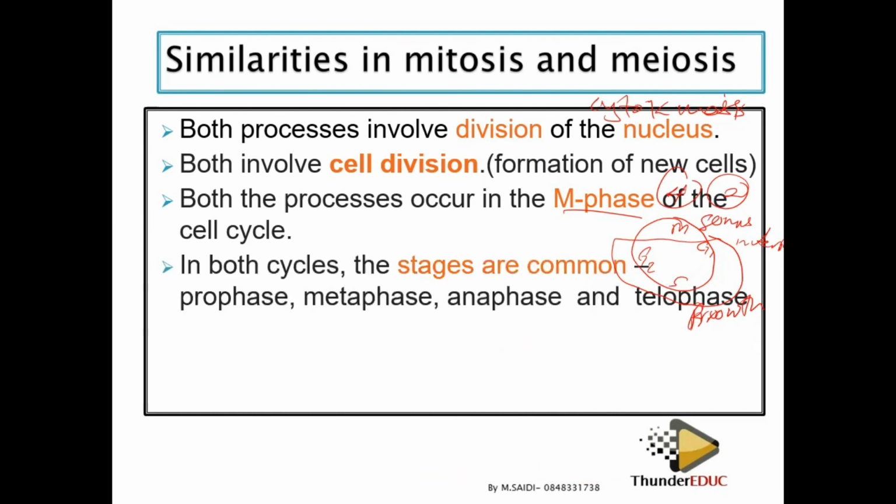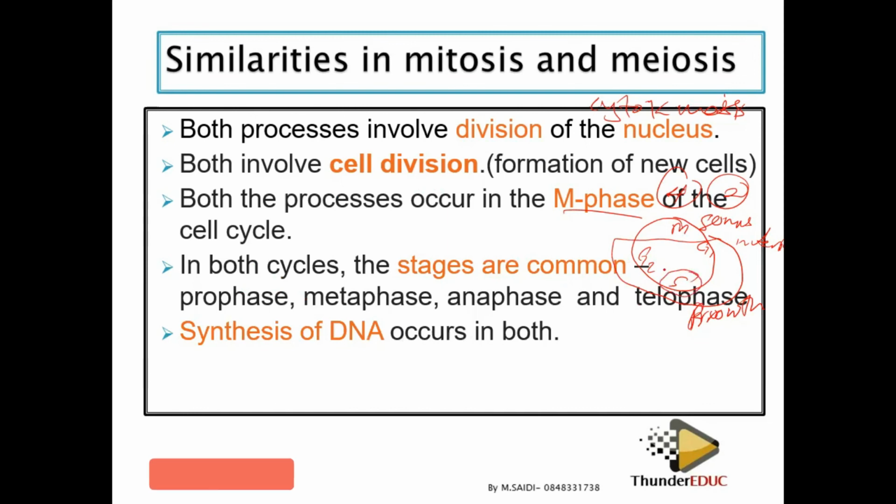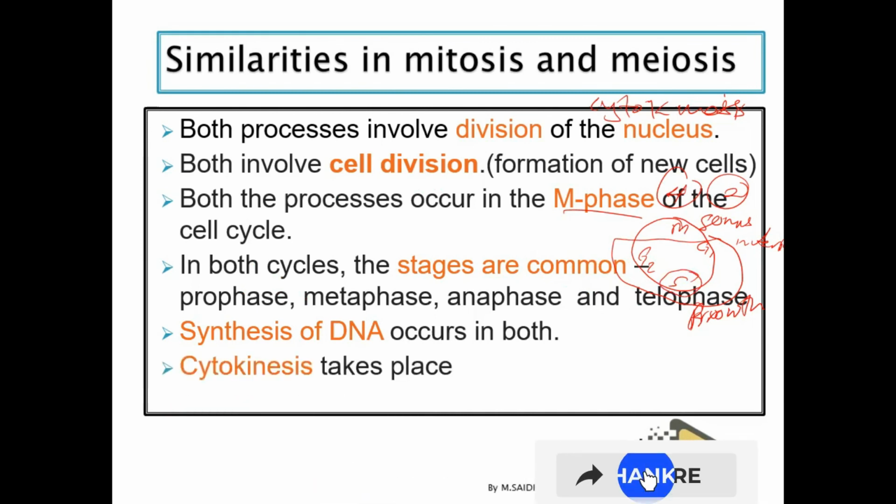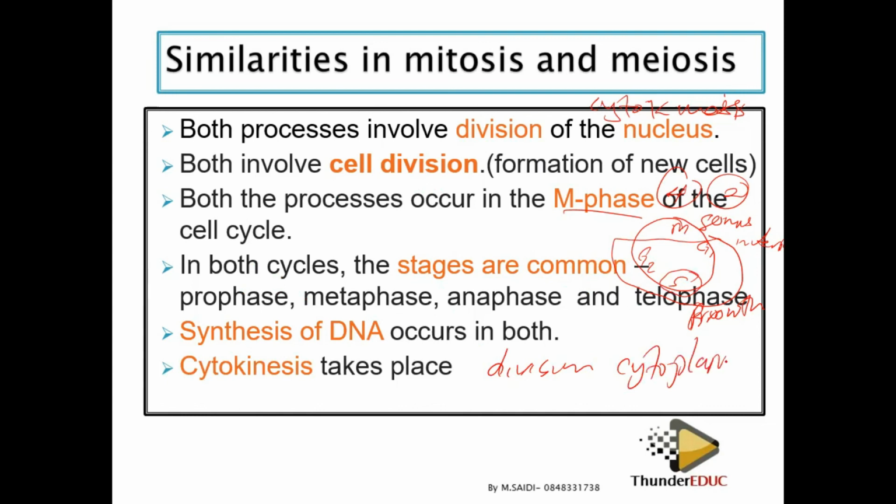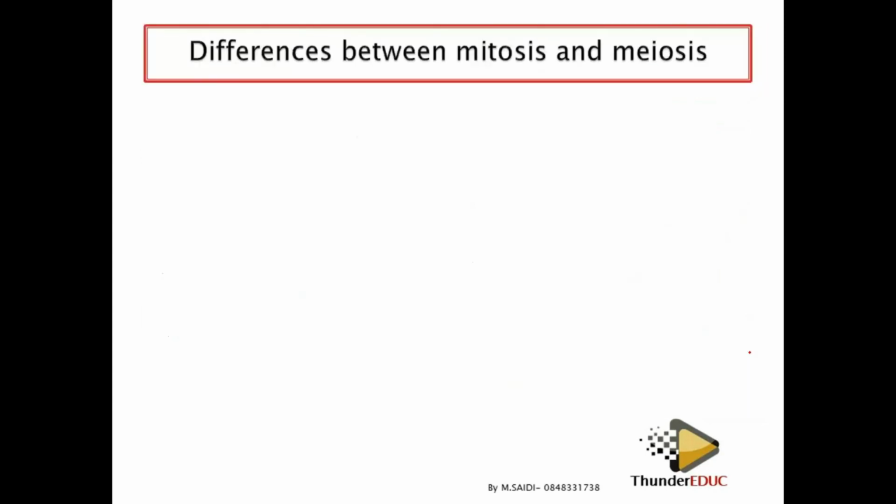All right. In both cell cycles, the stages are common. You have metaphase, prophase, anaphase, and telophase, both in meiosis and in mitosis. There is synthesis of DNA in both. You find the synthesis of DNA in interphase. You see here in the S phase, which you call synthesis. That's where the organelles and DNA are being synthesized. Cytokinesis, division of the cytoplasm. Yes, cytokinesis occurs in the two cells.